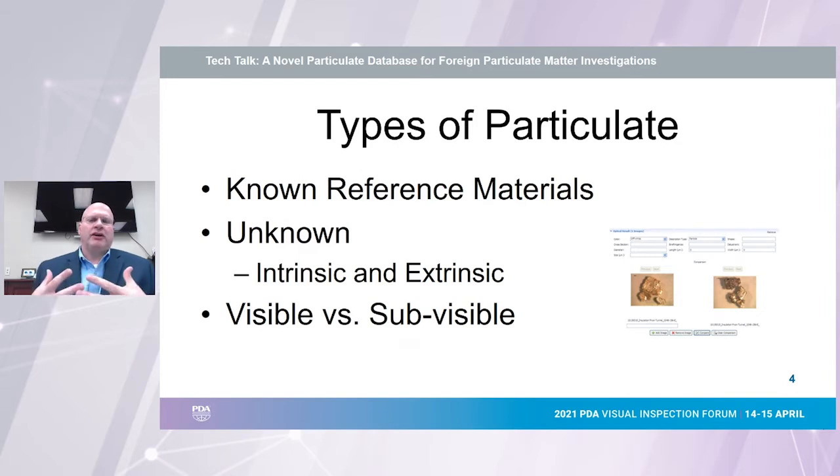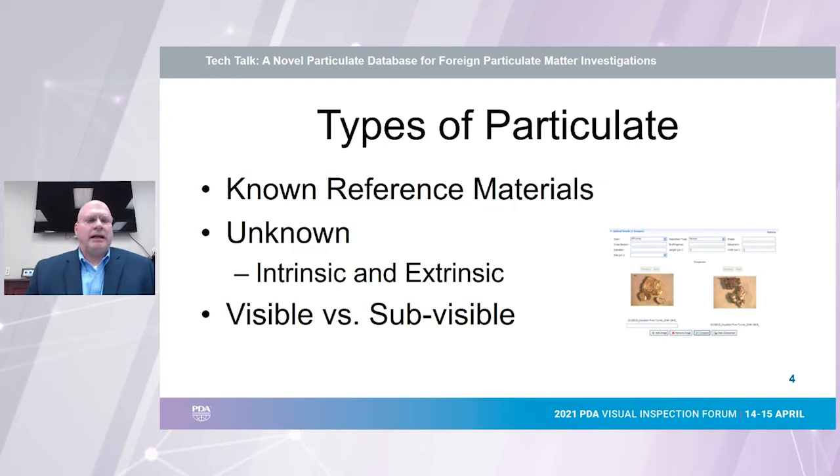So there are multiple different types of particulate that we deal with during investigations. There are known reference materials from suppliers and raw materials and other types of things, packaging components. Then we deal with unknown particulate that may originate within a product. And these are typically intrinsic or extrinsic, within the process or arising from outside the process, such as environmental or other types of conditions within the laboratory or manufacturing processes.